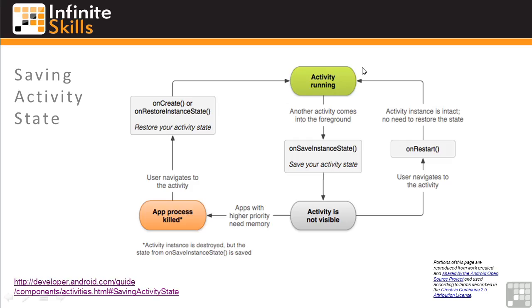To help in restoring your activity after users navigate away and then back again, Android provides the onSaveInstanceState method and onRestoreInstanceState method. You can save your activity state in the onSaveInstanceState method and restore your state in the onCreate or the onRestoreInstanceState method. And you can read more about how to do this by following the link here to the developer's website.